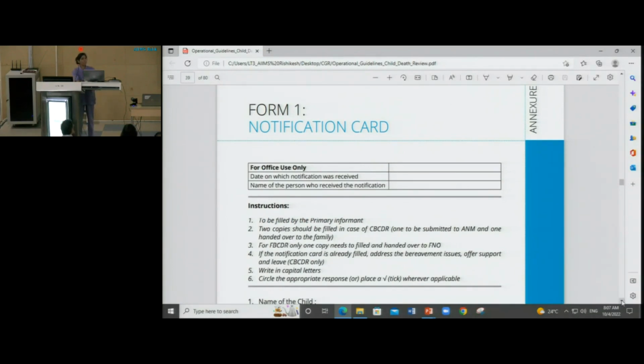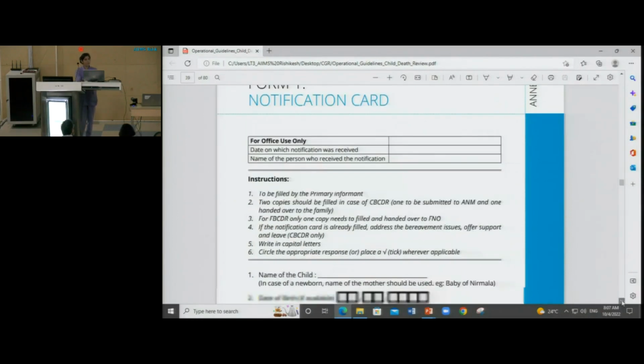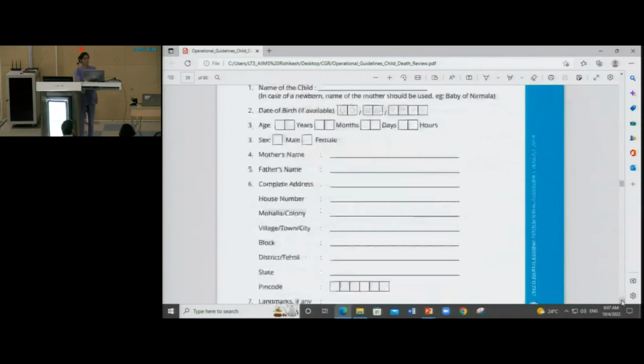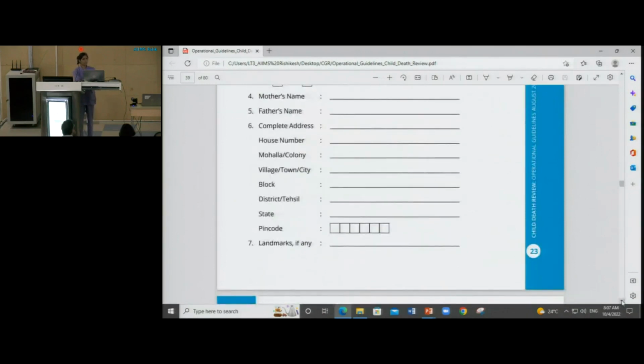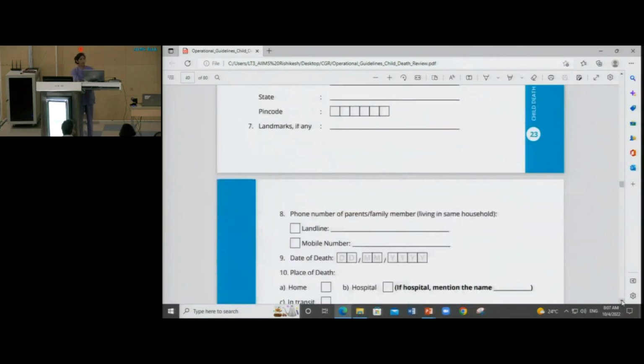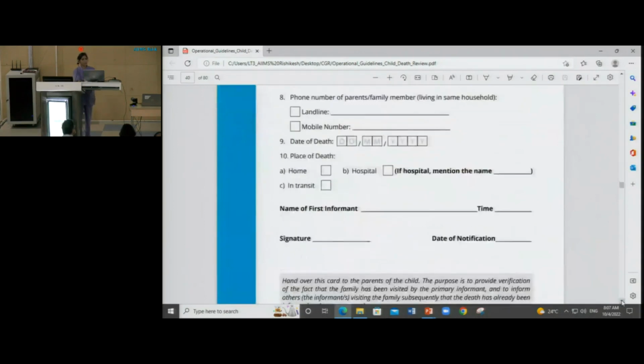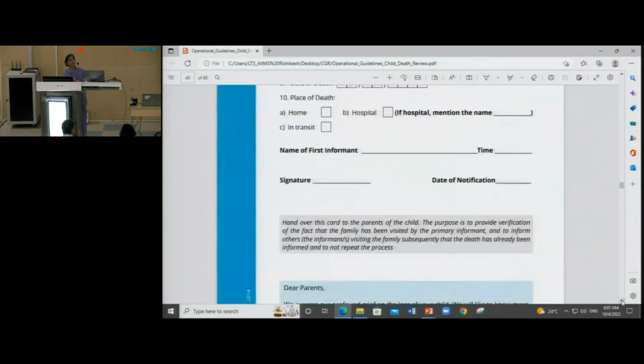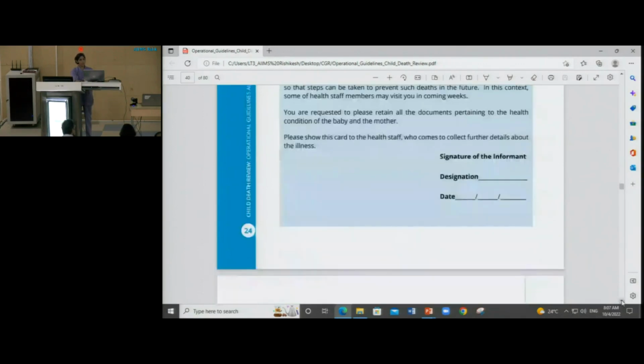This is basically to check if two people will go, so as to avoid duplication. Whoever contacts first asks, do you have any notification card, if someone has visited. So this card is filled with all the basic information, such as where this death has happened, and she signs, and the ASHA gets 50 rupees for informing this neonatal death.